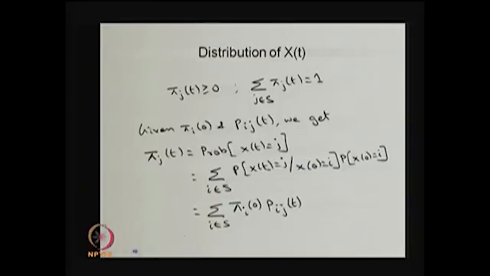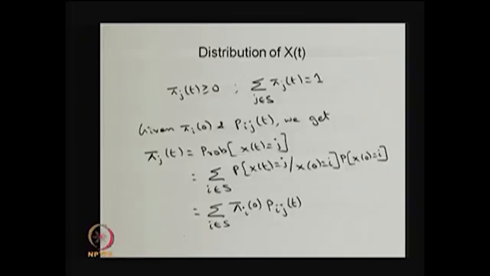I can make a summation, I can make a conditional. What is the probability that the system will be in the state j at time t, given that it was in the state i, multiplied by the probability that the system was in the state i at time 0, for all possible values of i in S, where S is nothing but the state space. I know that the probability of X of 0 is equal to i is the same as pi i of 0. And this transition probability, since the Markov chain is time homogeneous, from 0 to t, where 0 is the time point and t is any time point, and i is the state in which the system was at time 0. So p i j of t, if I multiply pi i of 0 by p i j of t for all possible values of i, I will get the probability that the system will be in the state j at time t.